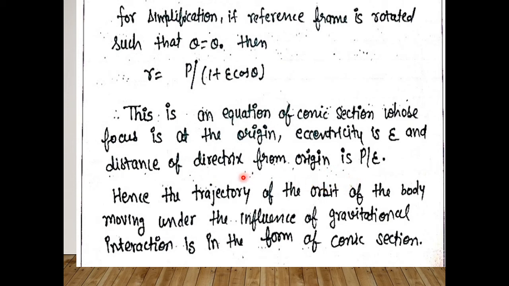Hence, we can say the trajectory of the orbit of a body moving under the influence of gravitational interaction is in the form of a conic section.